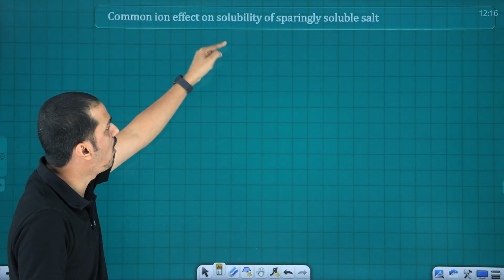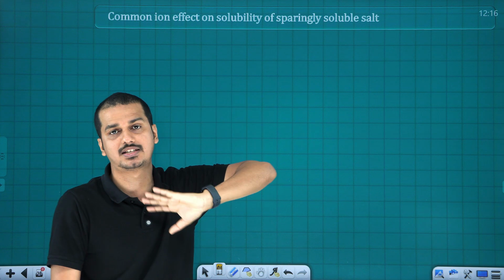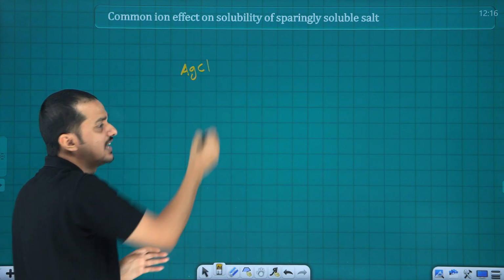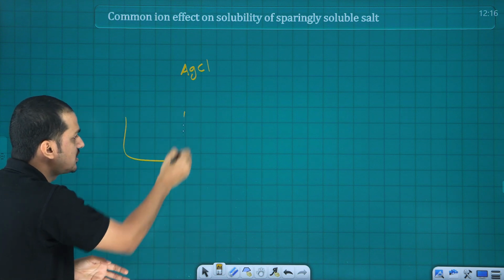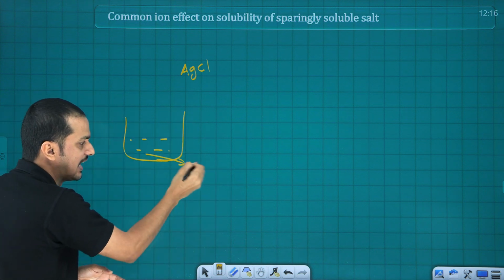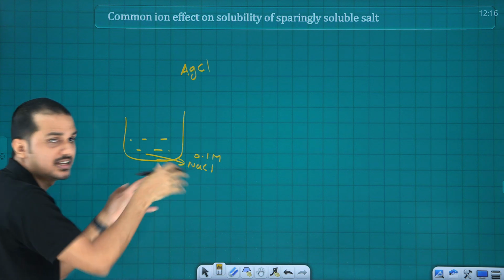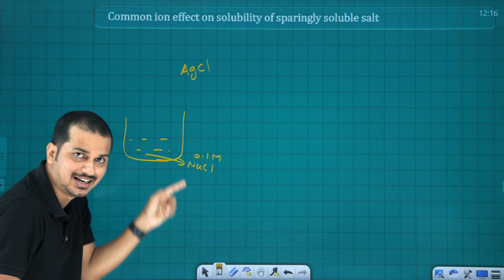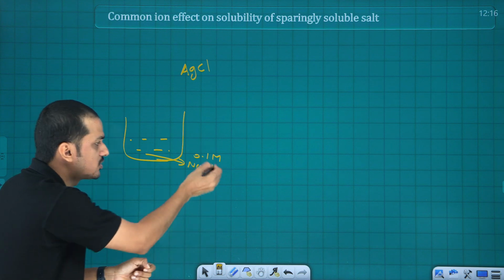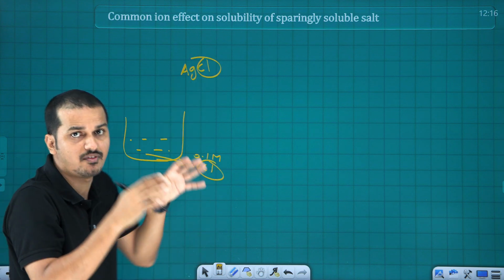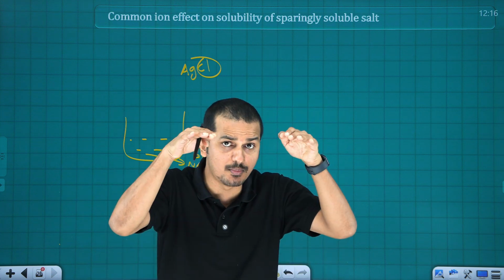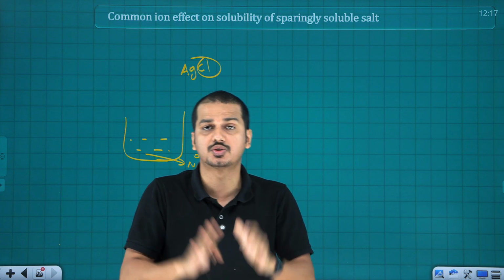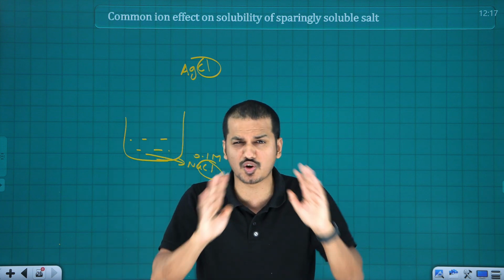And next idea, common ion effect on sparingly soluble salt. Suppose you are having a sparingly soluble salt, AgCl, that you are going to dissolve in 0.1 molar NaCl. If you are going to dissolve that one, then what will happen to its solubility? Its solubility will decrease. Why does it decrease? Because of the common ion. So whenever a common ion is there, its solubility will decrease. Related calculation problems they usually ask. So you have to practice the problems. You have to practice so many problems.